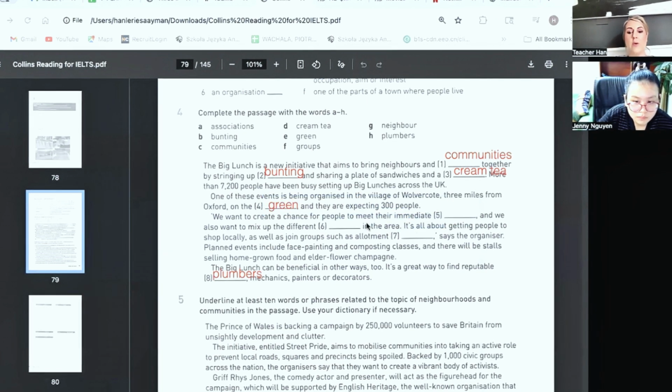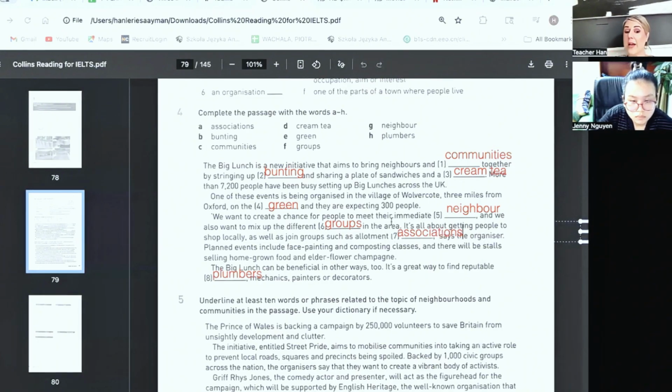Okay. And then what did you say for number 5? Association. Neighbor. Neighbor, yes. Okay, and then for number 6? Groups. Yes, because different groups in the area. Well done. And then for number 7? Association. Associations. Yes, there we go. Any questions on any of these words, Jenny?